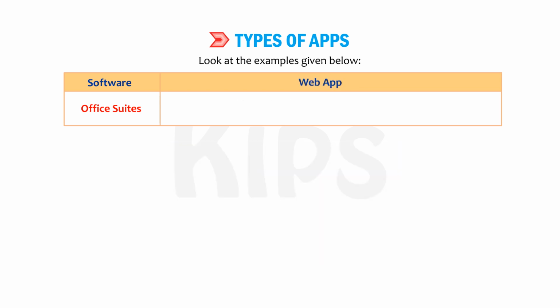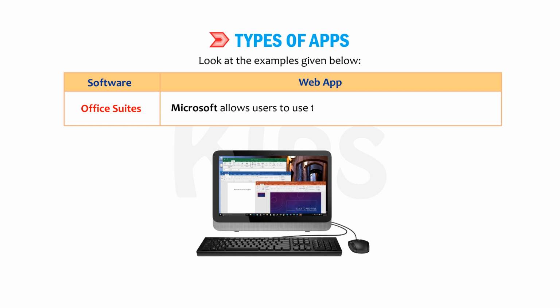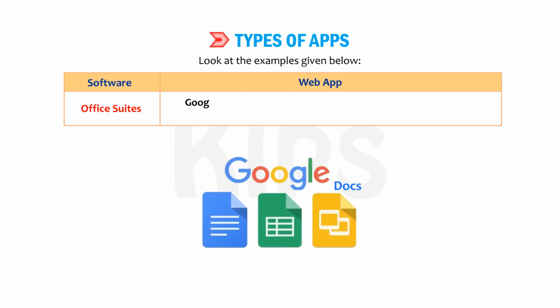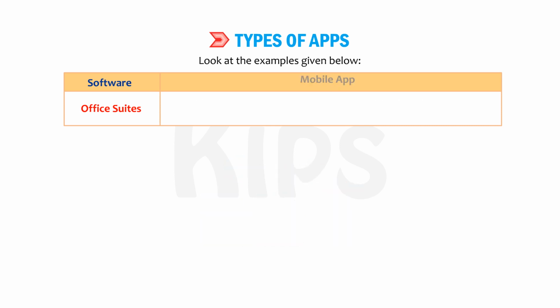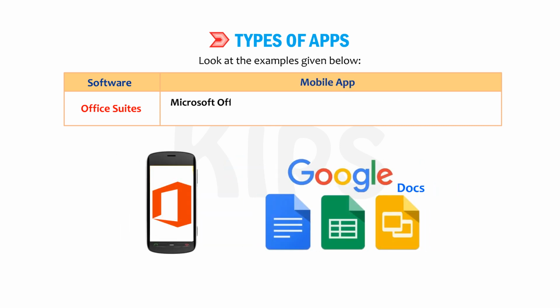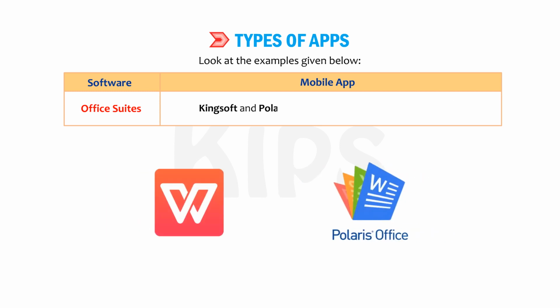Web app. Microsoft allows users to use their web-based office applications. Google Docs is an office suite which does not have any desktop equivalent. Mobile app. Microsoft Office Mobile and Google Docs allow a user to work on office applications as apps. Kingsoft and Polaris also have mobile apps for office use.